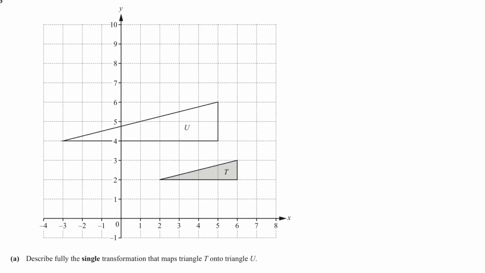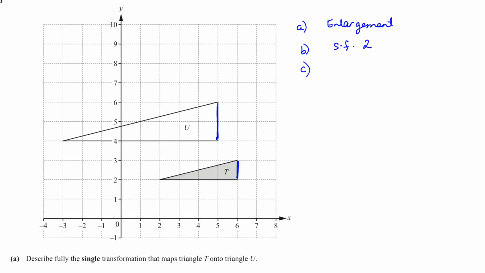This is a transformation question, and describe fully the single transformation that maps triangle T to triangle U. You can clearly see that it is an enlargement. Whenever you have enlargement, you need to write three things. You need to say that it's enlargement. Then you need to give the scale factor. When this side is 1, this is 2. So scale factor is 2.